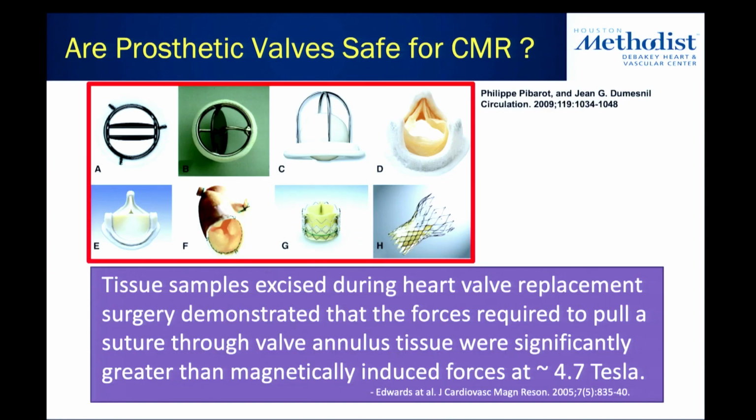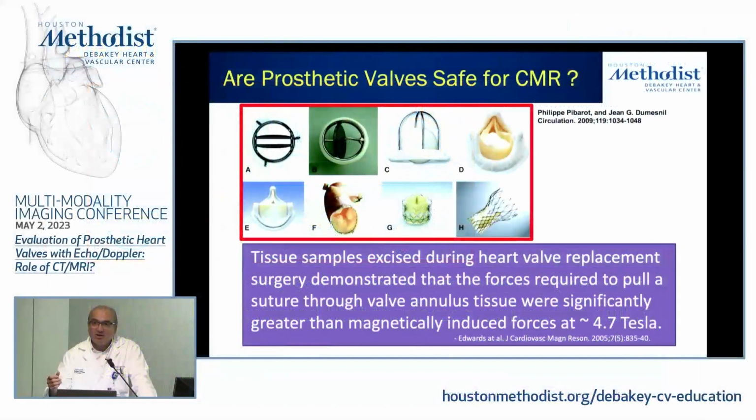But most of the prosthetic valves, in fact, have been tested, and they're certainly up to the strength of a 4.7 Tesla scanner. They've been shown that the amount of force that can be generated by a magnetic field would not be significant enough to cause any dislocation of the valve. So the answer really to that question is, any of the prosthetic valves that we use today in practice on clinical scanners, so 1.5 Tesla or 3 Tesla scanners, the valves are safe to be utilized.